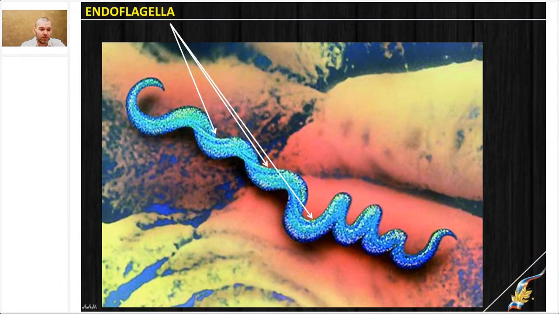Again, I will show you that picture of endoflagella. It is an electron microscope photo. You can see those filaments, kind of tube in the structure of the spiral cell. They are filaments of endoflagella, and bacteria can contract or rotate or move like a corkscrew drive or like a twitching.